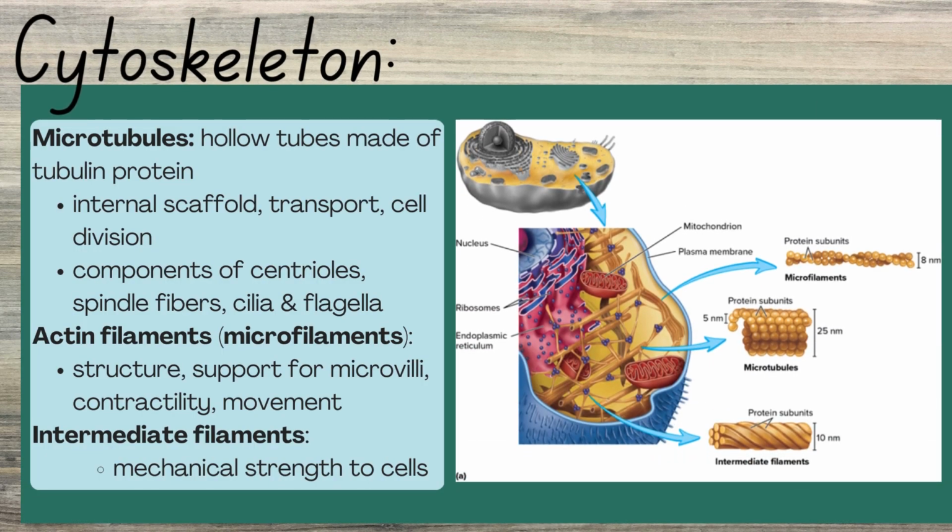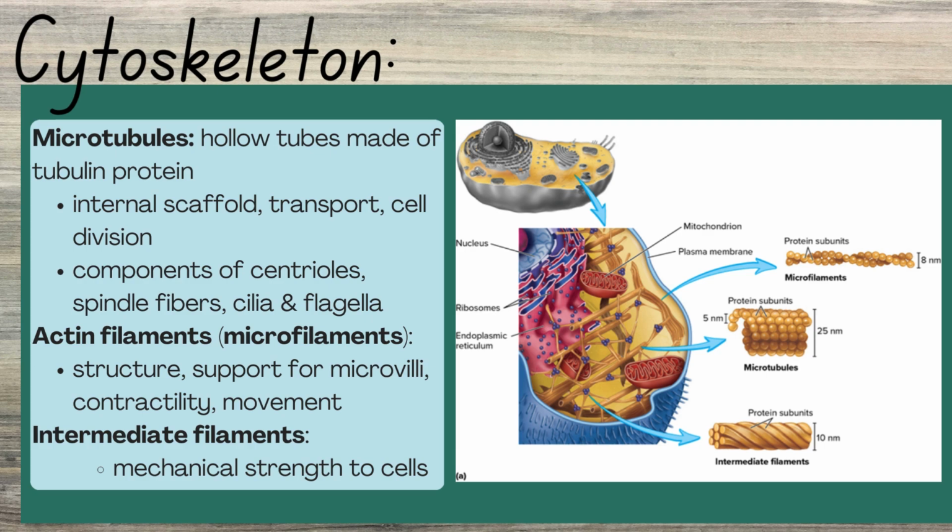The cytoskeleton is made of three main structures. Microtubules are hollow tubes made of the protein tubulin. They create an internal scaffolding, transport substances, and aid in cell division. Microtubules also make up centrioles, spindle fibers, cilia, and flagella. They're shown in the middle of the image.